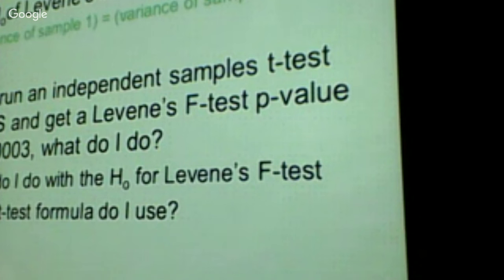So if I reject this, are the variances the same or different? They're different. This one says the same. If I reject it, it means they're different. So I know to use the t-test formula for different variances, unequal variances.